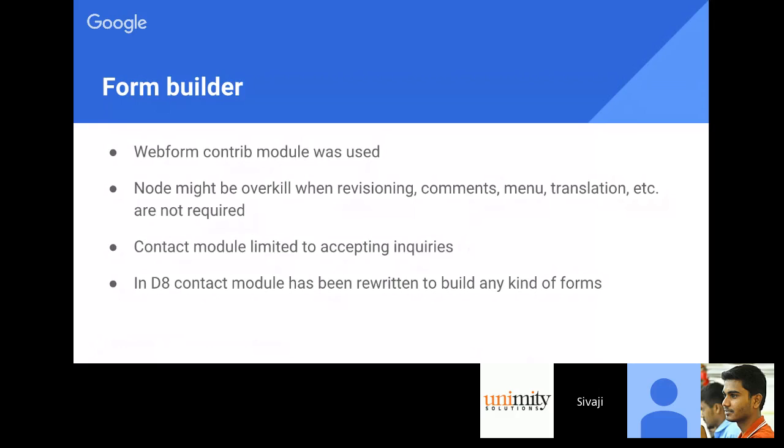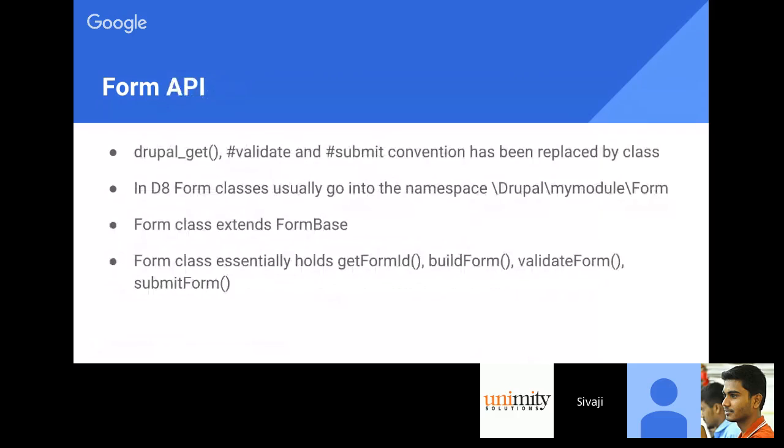So besides Node, we also have a contact module that can be used as a substitution for web form module for building custom forms. And form API has not changed much, except that those logical functions, the Drupal_get_form, hash validate, and hash submit, they are renamed and they have been moved to a separate class file. The class has to extend the form base class, and it has to implement the form state interface.